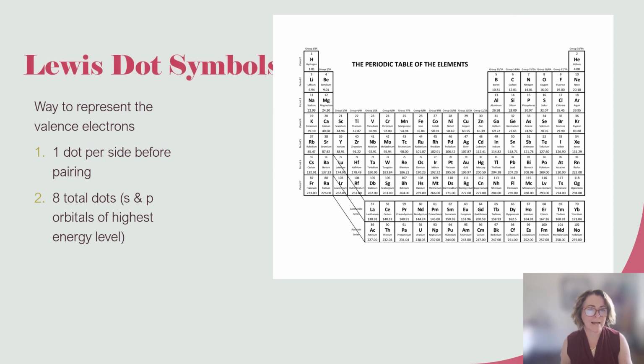All right, so the last thing we're going to talk about are Lewis dot symbols. These are a different way for us to represent the valence electrons for an element. The rules are that you do 1 dot per side before you go back and pair them up. And for these elements, you'll have a total of 8 dots. It turns out 8 is a magic number. And that is because we are going to be focusing on the s and p orbitals. And again, we're only going to be focusing on those A block elements.